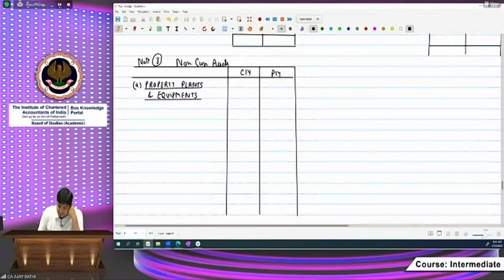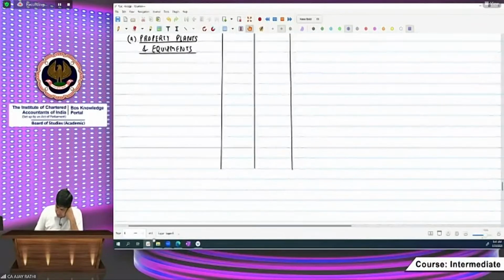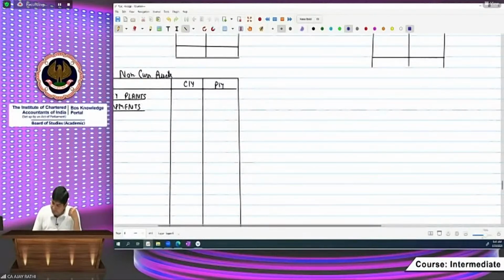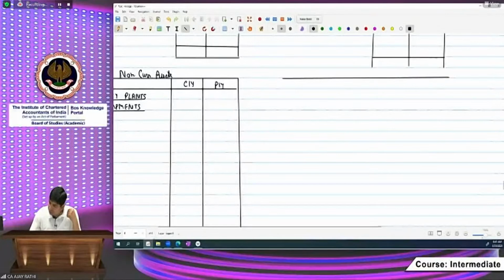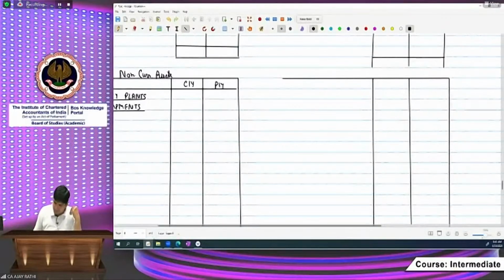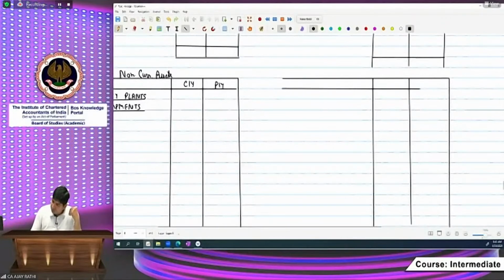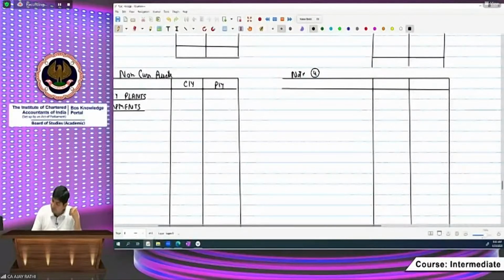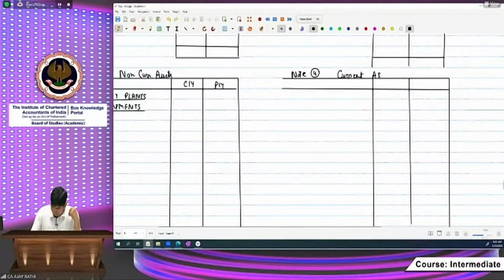That's the reason. Anyways, there are two assets in this question, and I am keeping the space. Note number 4 is also there. That is for current assets. Note number 4, that is what? Current assets. Current year and then previous year.